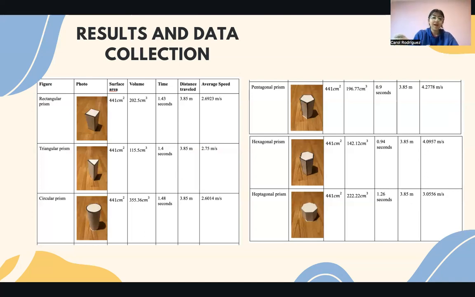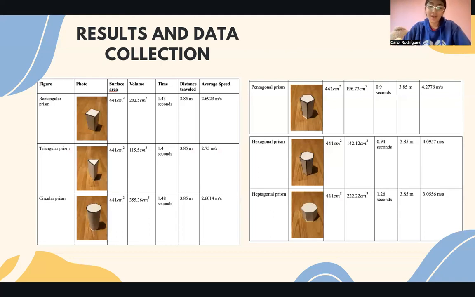For the circular prism, the volume was 355.36 centimeters cubed, and it took 1.48 seconds. So the average speed was 2.60. For the pentagonal prism, the volume was 196.77. The time it took was 0.9, and the average speed was 0.27 meters per second. And for the hexagonal prism, the volume was 142.12. It took 0.94 seconds, and the average speed was 0.09.